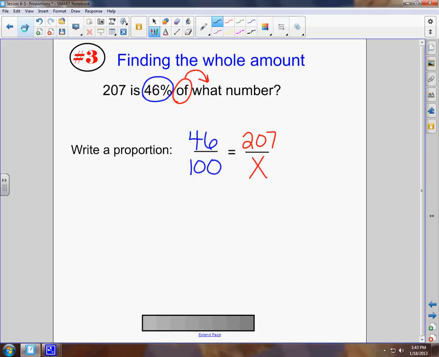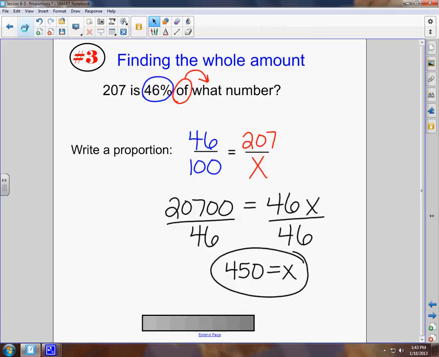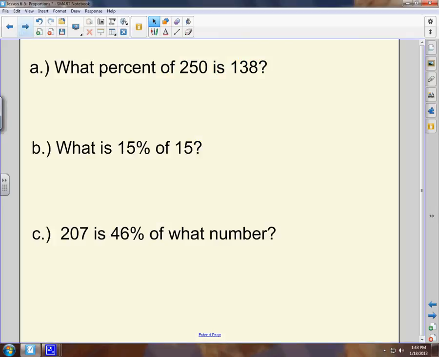So then I cross multiply, and I get 20,700 equals 46x. I divide both sides by 46. And I get 450 equals x. So 207 is 46% of 450. All right, try these three problems. You can use your notes, and then we will go over them. Push pause.